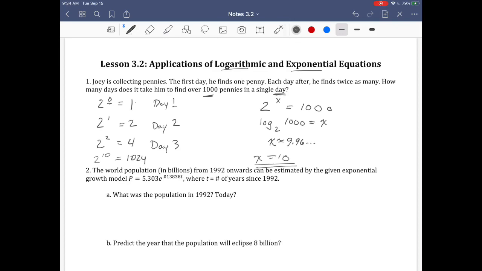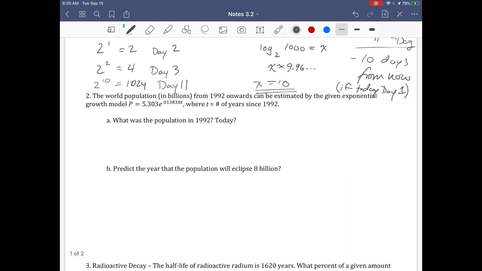So what day is that? If it's 2 to the 10th power, what day is that? That will actually be day 11. Or how many days does it take him to find that many in a single day? It's on the 11th day. Context is really important, or you could say 10 days from now if today was day 0 or day 1. So context is really important when you're answering anything like this. So why don't you go ahead and check out number 2, and we'll come back.